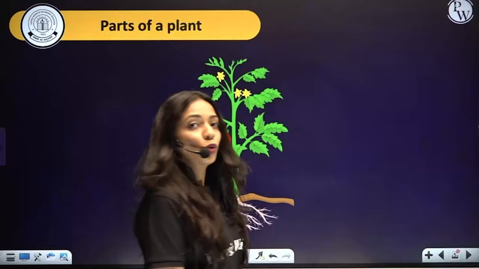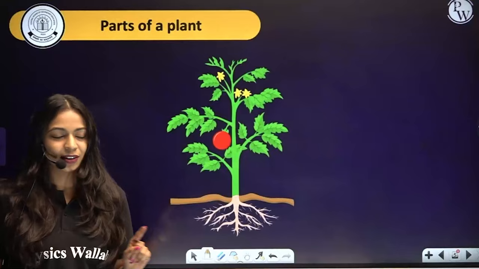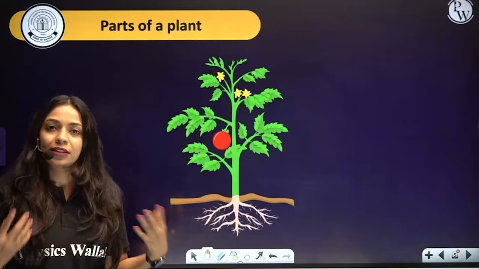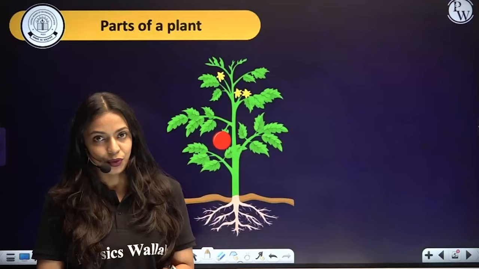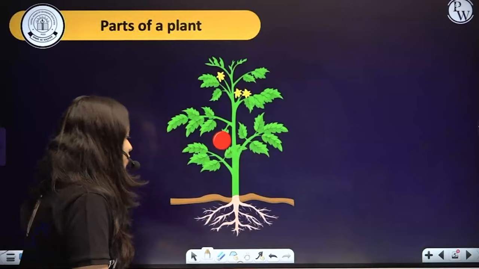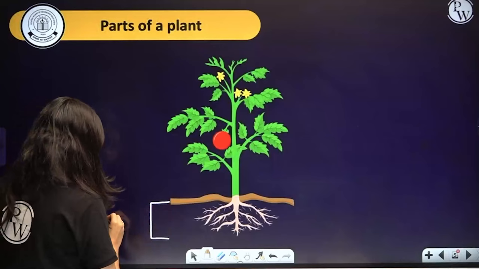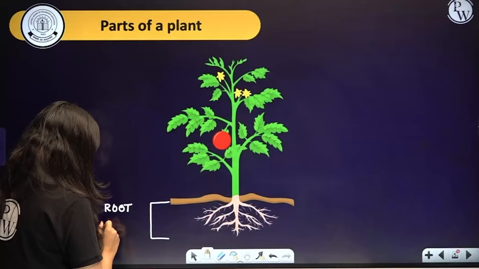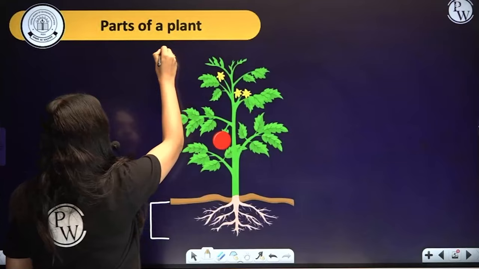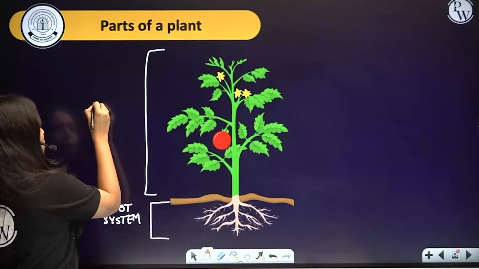Alright, so now let's move on and quickly recollect all the different parts of a plant that we've learned in our lower grades. Alright, we'll start from the roots and go up. So if you look at a typical angiospermic plant, there is some part of the plant that lies below the ground, below the soil, and there is an ascending part of the plant that is above the soil. Generally, the part of the plant that lies below the ground represents the root system of the plant. And the part of the plant that is found above the ground or the soil surface is referred to as the shoot system.